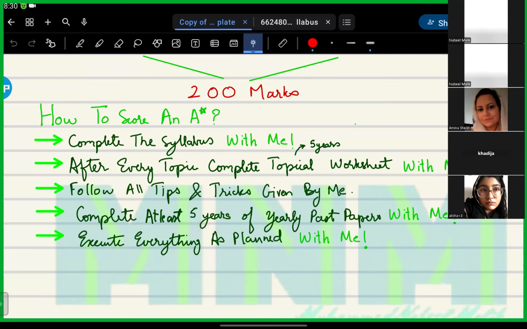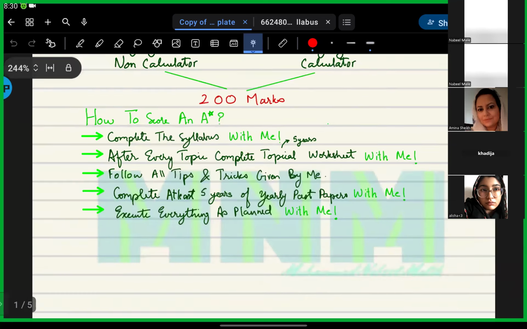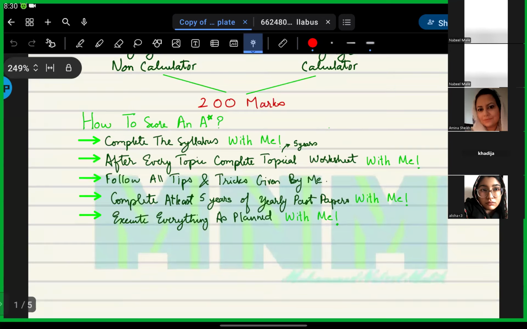Basically, in the new pattern, as the pattern has changed, each paper has become of 100 marks. You're not going to find such practice material. But what you have to understand is that the yearly practice papers that I'm going to provide you, you can definitely solve them and do easy practice, which is okay.